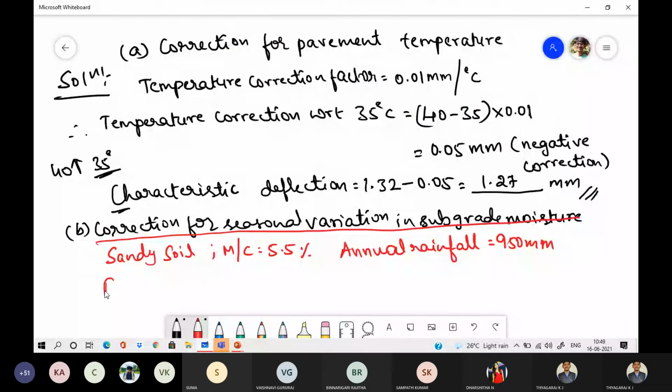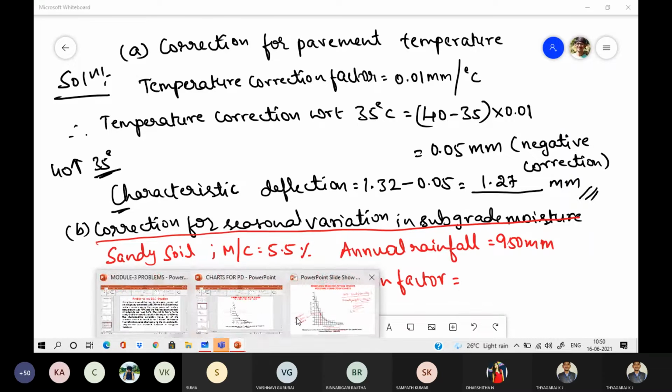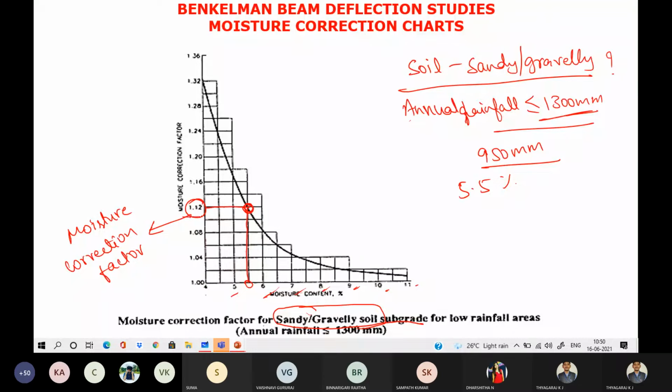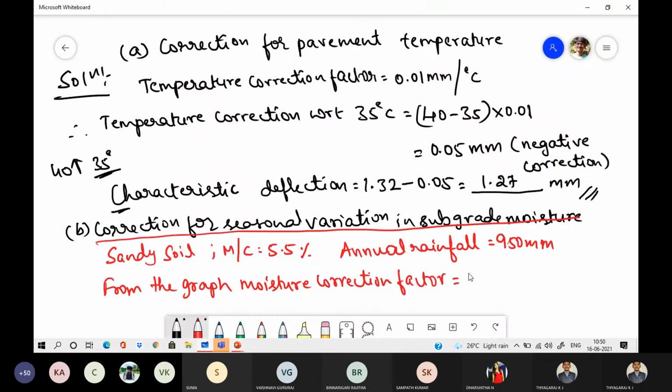Now we make a statement from the graph. Moisture correction factor is equal to how much we have got? What is the moisture correction factor here? 1.12.